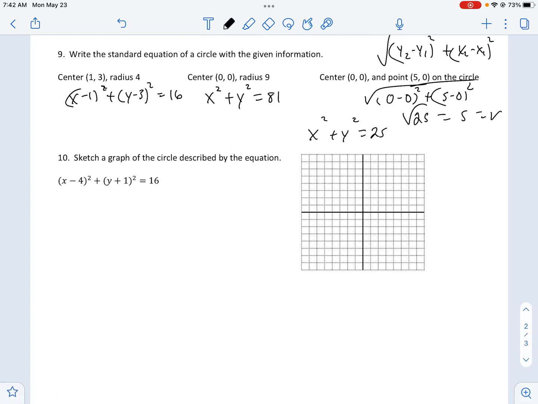Our center is going to be at 4, -1 with a radius of 4. So 1, 2, 3, 4, -1. I just count out 4. 1, 2, 3, 4. And then through the power of the iPad, there we go.